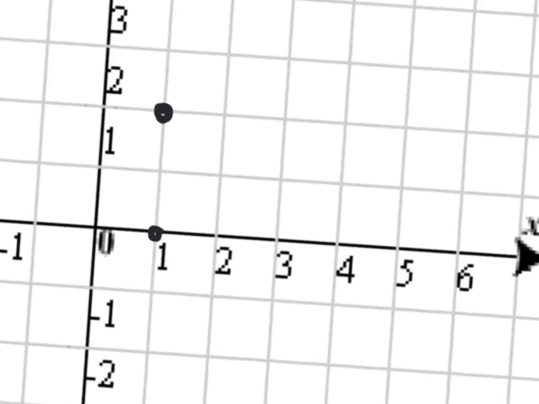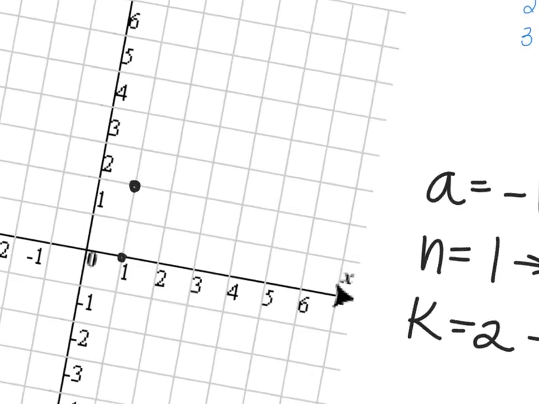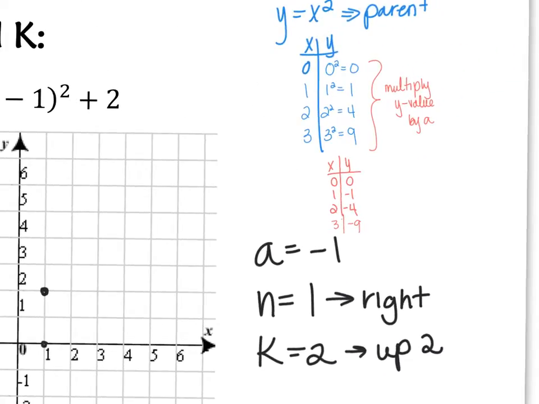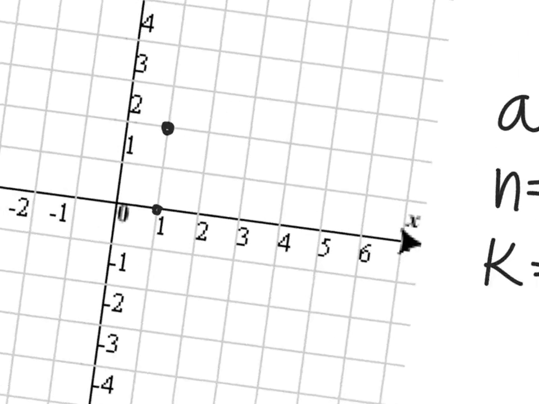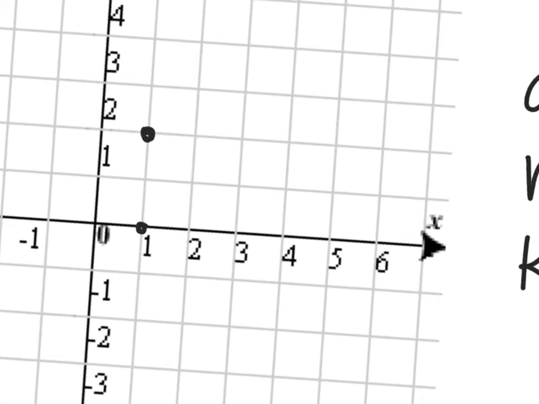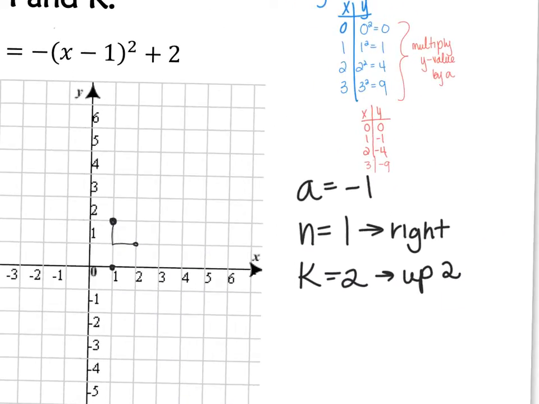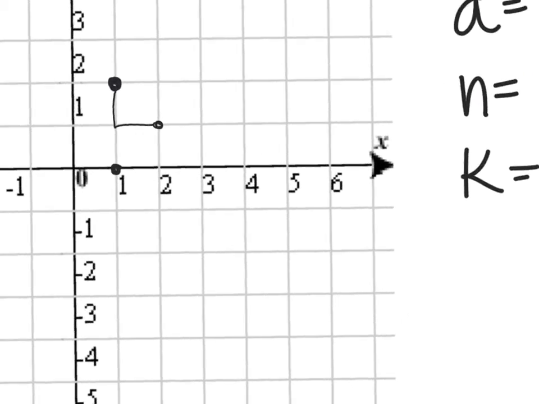So at 0, okay, we have 0, but we already shifted. So instead of going up 1 over 1, we are now going down 1 and over 1. So that would be our next point. From the vertex, instead of going up 4 over 2, we're now going down 4 over 2. So now our next point is down 4 over 2. So this would be our next point.